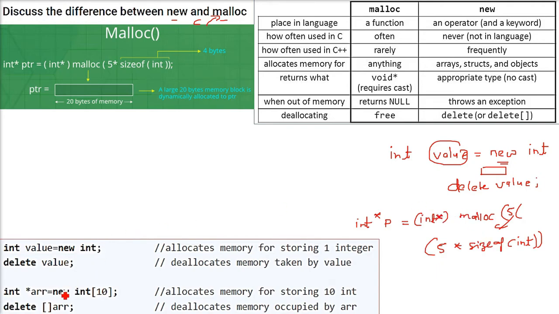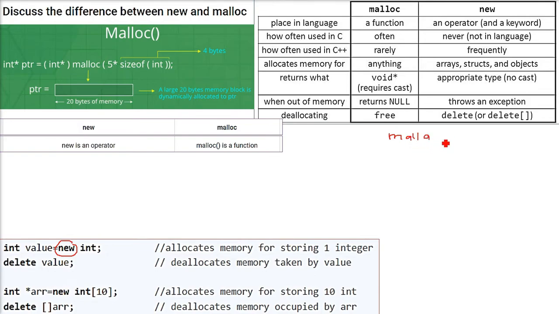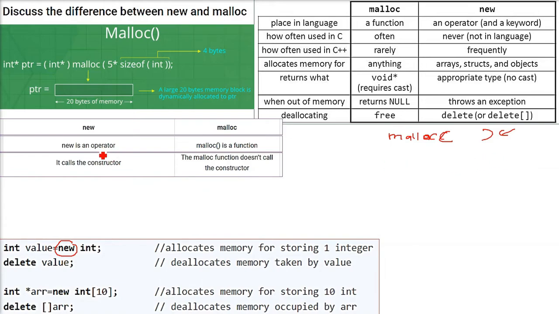Now let us take the differences one by one. First difference is that new is an operator; you can call it a keyword also. But malloc is a function. Wherever you have a round bracket after anything, that is a function. Whenever you use new, it will automatically call the constructor. Malloc, being a function, will never call the constructor.